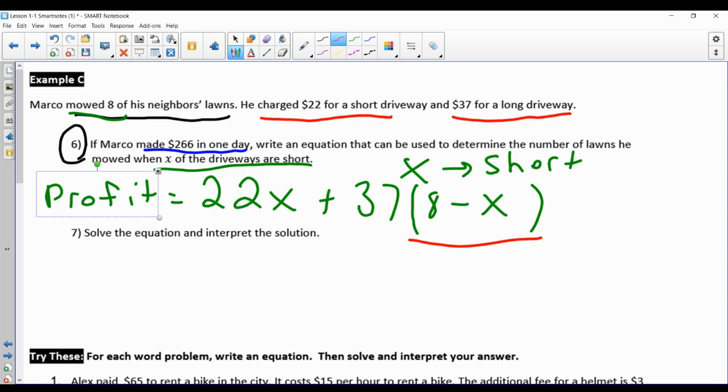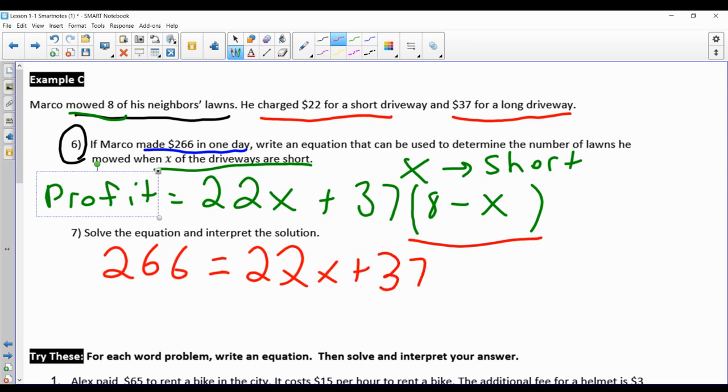So now we can finish this off because we know the profit. It's 266. So we can say 266 was our profit. That's going to equal the exact equation we have up top: 22x plus 37 times (8 minus x). And we've built the equation for Marco in this problem. Okay.